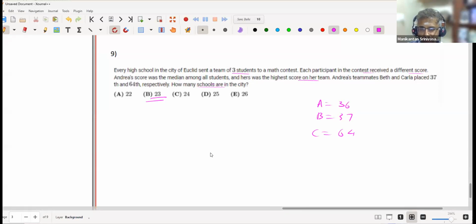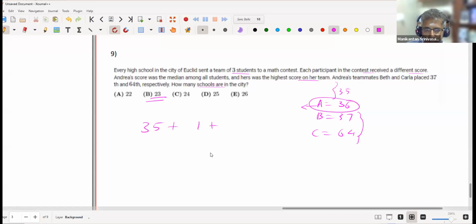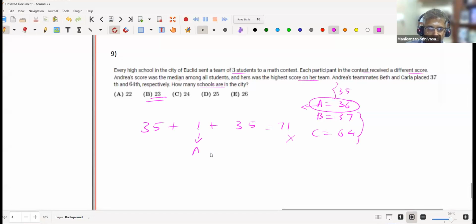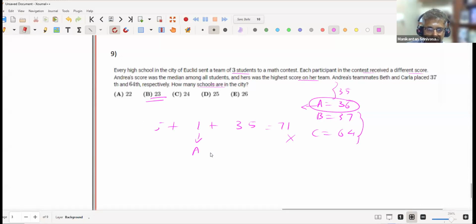If A is at 36 and she's the median, remember, which means there are 35 ahead of her and 35 below her, right? So if A is at 36, then the total number of students would be 35 plus 35 plus 1, which is 71, which is not even a multiple of 3. So that's not possible. So what if A is at the 35th position? If A is at the 35th position, then there'll be 34 here, 34 here, and there'll be 69 in total.